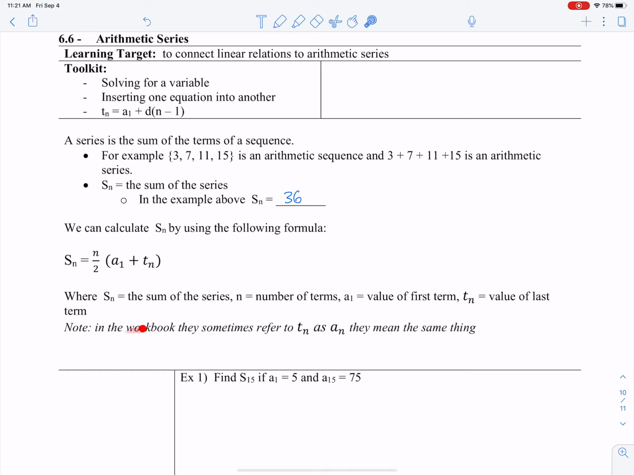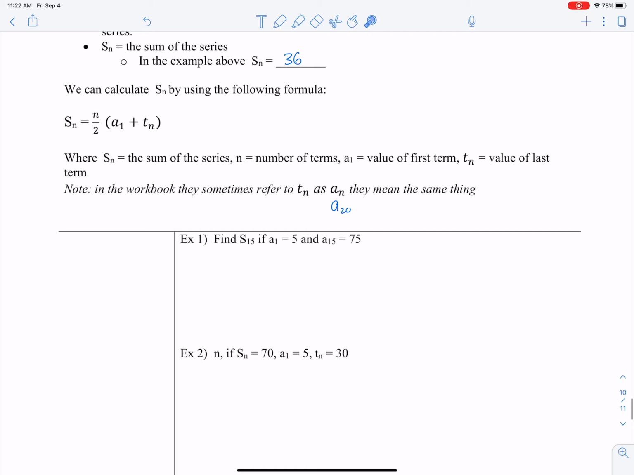And just a note about your workbook, sometimes they refer to the Tn as An, but it means the same thing. So you might see something like A20 in your workbook. When you see that, that means Tn. Anything that's not just A1 is the Tn. So let's look at some examples of this.